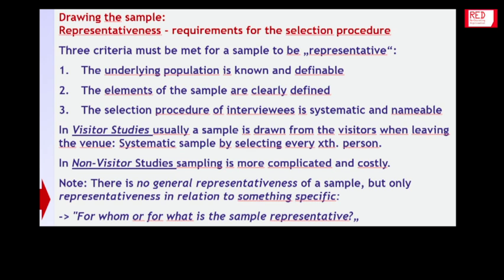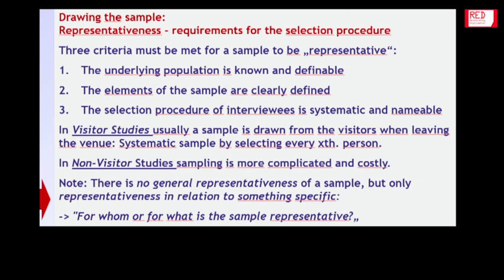Also, the selection procedure of interviewees is systematic and nameable, which means I must have a clear rule how I get my respondents from the population. When I'm doing a survey in the Hohe Straße, and I say to the interviewer, well, stay there and then please pick out 100 people and make interviews. And there is no clear rule.